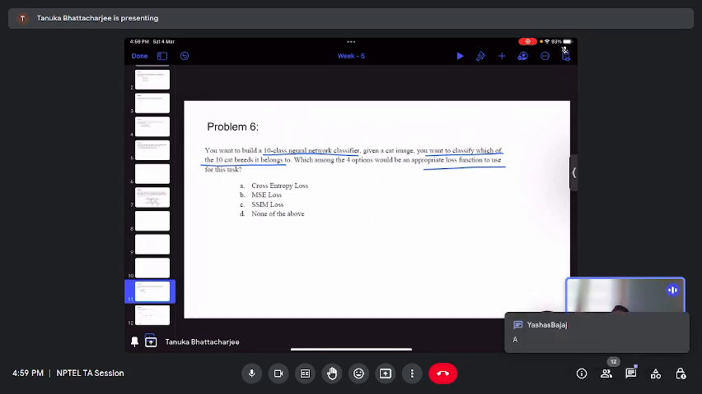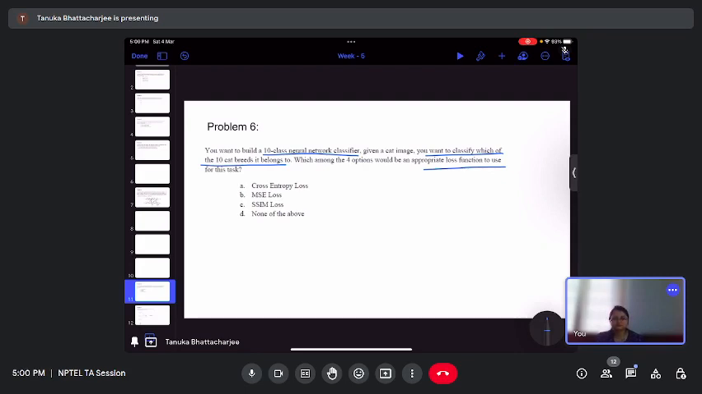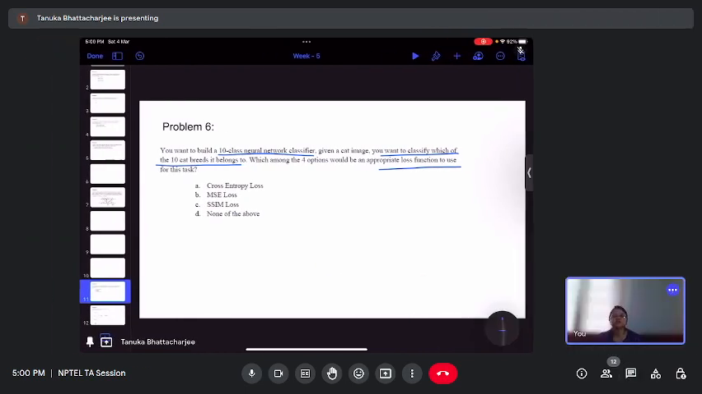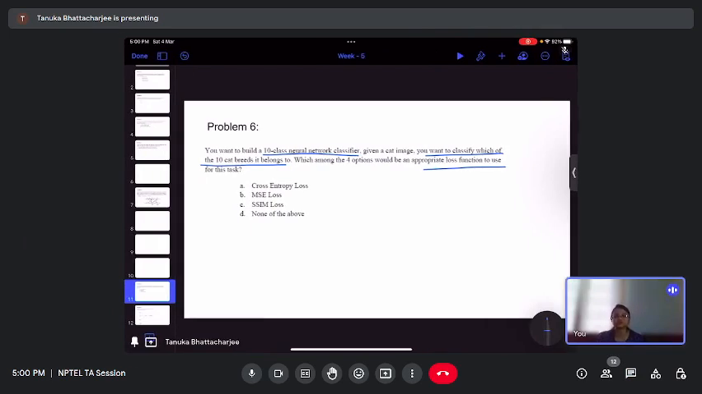Yash is saying option A, cross entropy loss. Anyone else? Yash is absolutely correct. Cross entropy loss is the loss that we use when we are training our network for classification tasks. That is for classification, whereas MSE or other losses you consider are more for regression. So cross entropy loss is the correct one for this type of classification. Be it any number of classes, cross entropy loss is the choice.